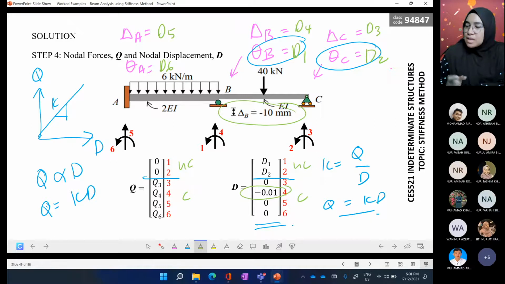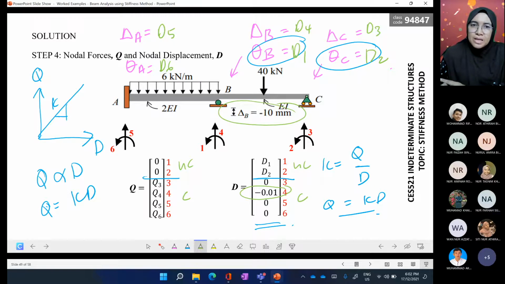1 representing what? So Q and D ni dia represent different things lah. Q akan represent forces, D akan represent deflection and rotation. Okay, whether dia deflection or whether dia rotation, dia akan depend pada degree of freedom. Sama juga dengan Q. Q akan represent two things dalam ni. Dia akan represent either moment or vertical reaction or vertical forces. Okay, vertical forces.